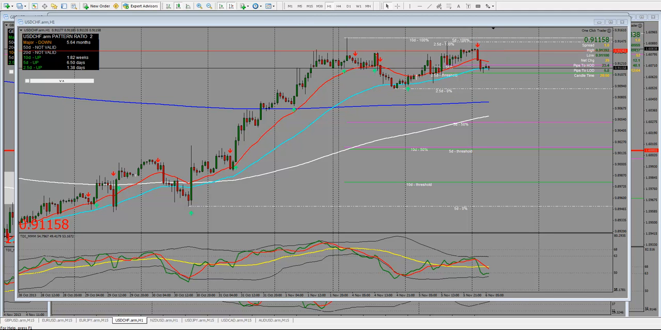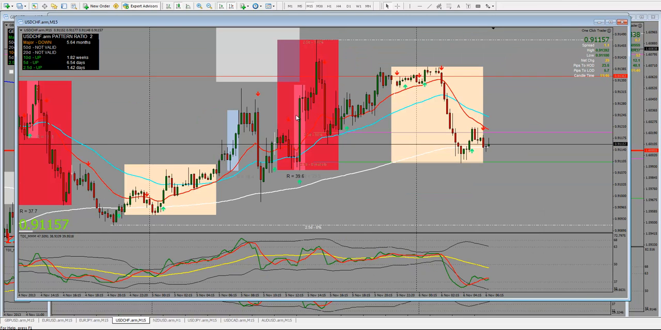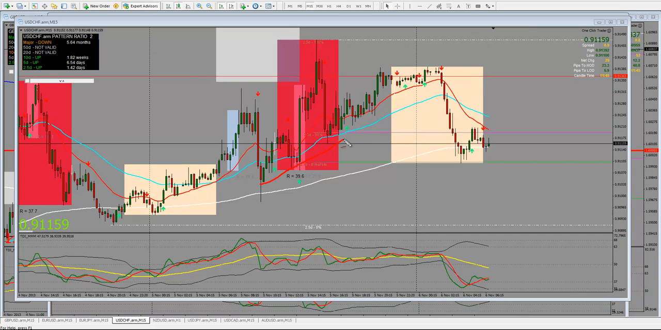Okay, so let's have a look at the 15-minute chart. On the 15-minute chart, I am looking to sell this pair around this trend line here, so it matches with the market maker accumulation channel. There it is.